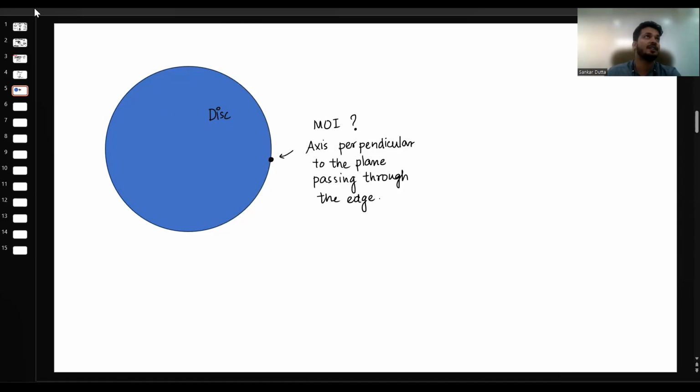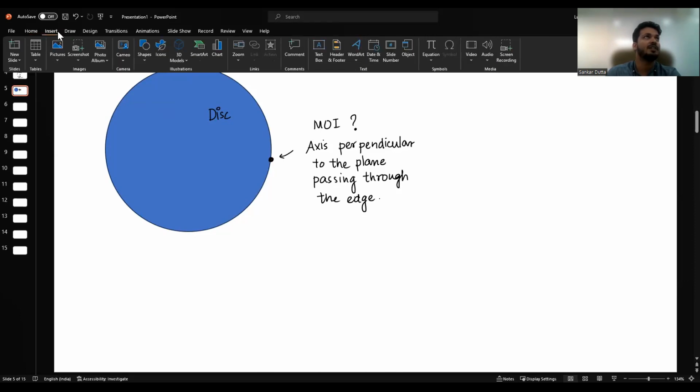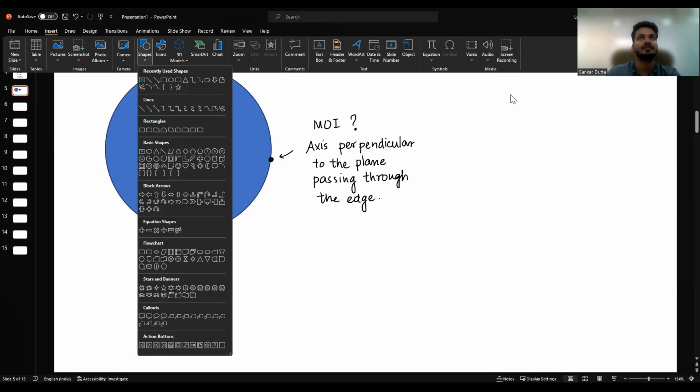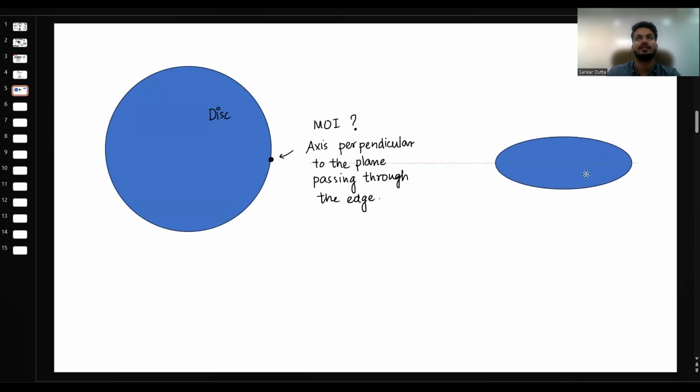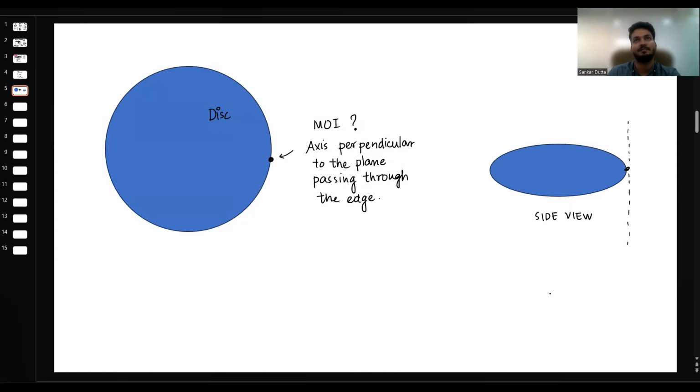Go for it, guys. Would you like to know how it looks from the side view? Well, let me just make it. This is how it will look from the side. This, which is circular in nature, from the side is going to look like this. This is how the axis is. This is the side view. This is the top view.